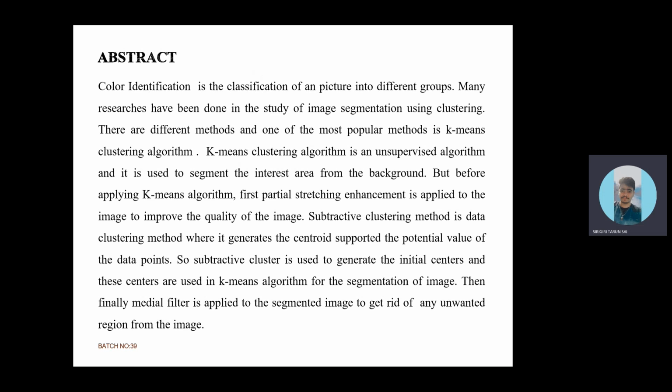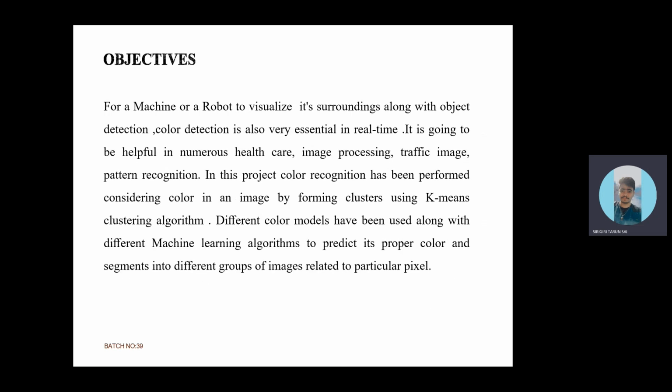This is our agenda, and next let's look into the abstract. Color identification is the classification of an image into different groups. Many researchers are working in the world of image segmentation using clustering. There are different methods, and one among the four most popular is the K-means clustering algorithm. K-means clustering is an unsupervised algorithm, and it won't segment the area of interest from the background. Before applying the K-means algorithm, first partial stretching enhancement is applied to the image to enhance the quality of the image. Now let's look into the introduction of the project.